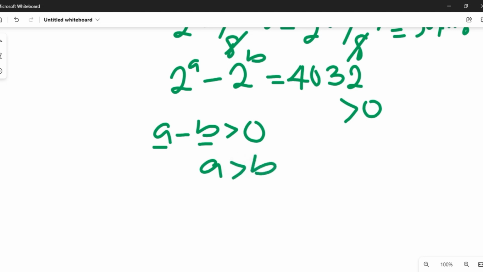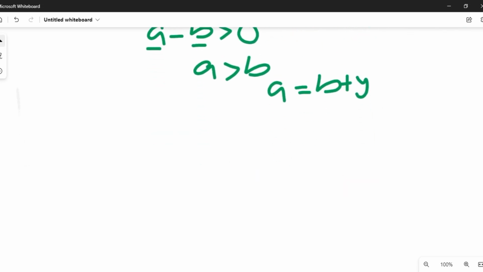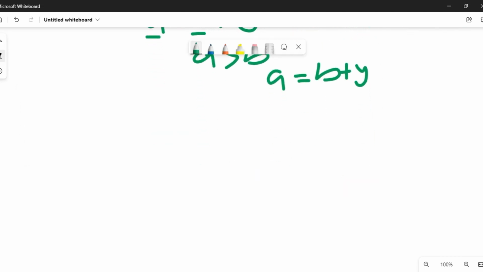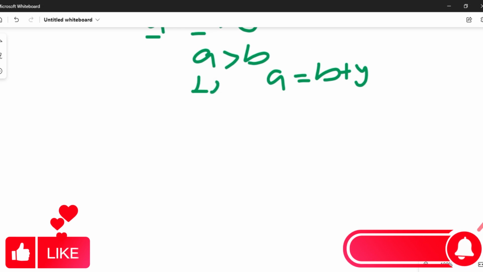And this simply tells us that a is greater than b. So if a is greater than b, we can say that our a can be equal to b plus another value. Now let's assume that value to be y. So we'll let our a be equal to b plus y.